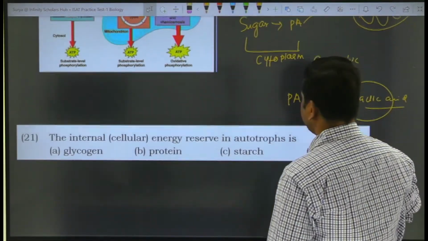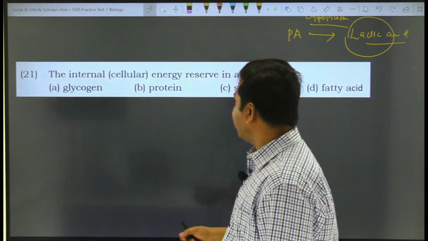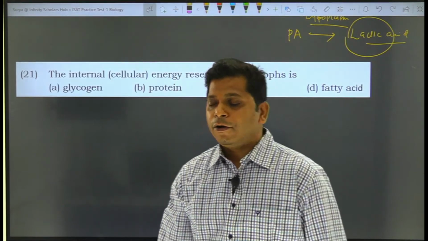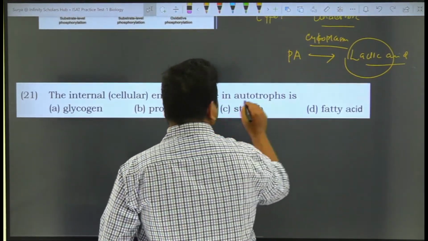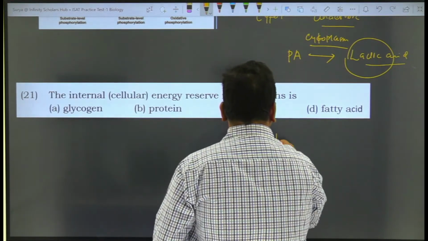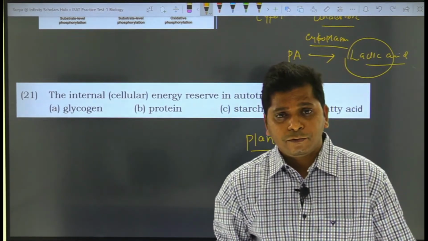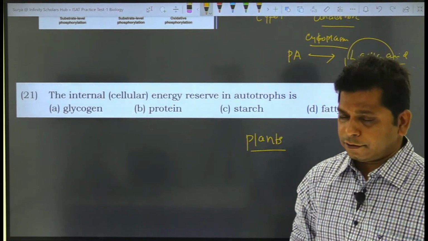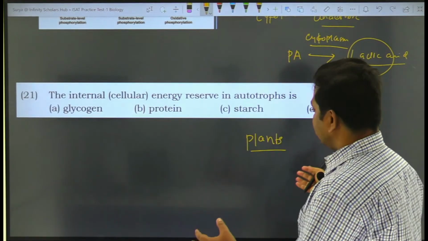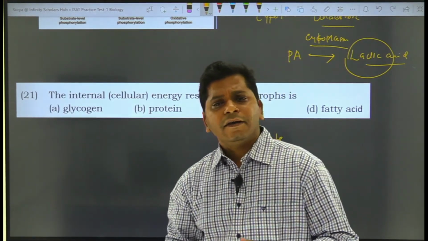So let us look at the final question. The internal or the cellular energy reserve in autotrophs. It is talking about autotrophs. Autotrophs means plants. It can be any group of organism which can prepare their own food through the process of photosynthesis. It can be a bacteria, it can be a green plant, or it can be a protist, something like that.